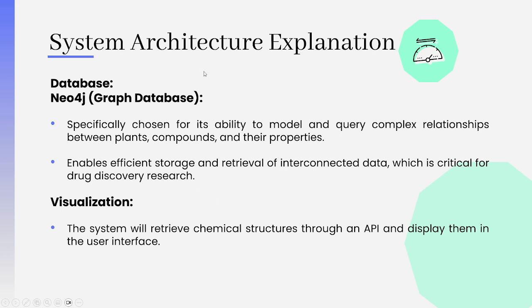And the database. The database is built using Neo4j, which is a graph database specifically chosen for its ability to model and query complex relationships between plants, compounds, and their properties. This enables efficient storage and retrieval of interconnected data, which is critical for drug discovery research.